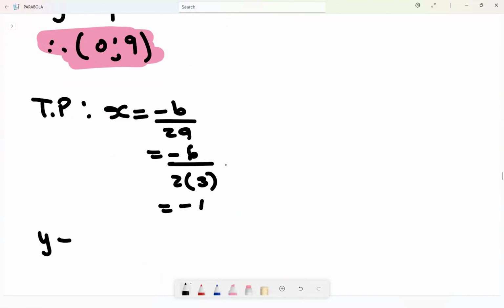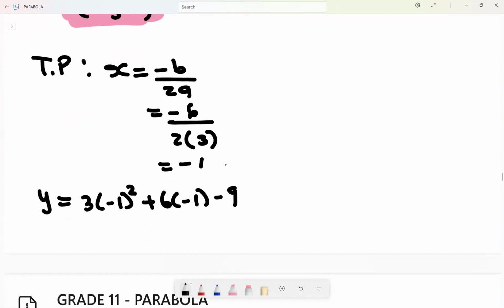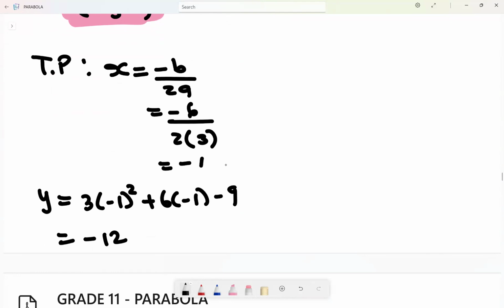And then how do I get the y value? I'm going to say 3 times -1 squared plus 6 times -1 minus 9. And then I get something like 3 minus 6, it is -3, -12. Then the coordinates of my turning point are: when x is -1, y is -12, with the hope that I did not make any mistake in calculating here.